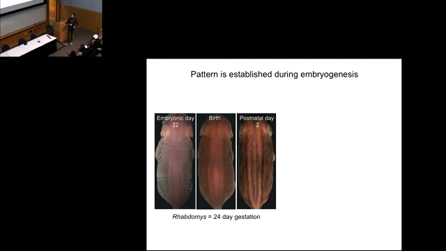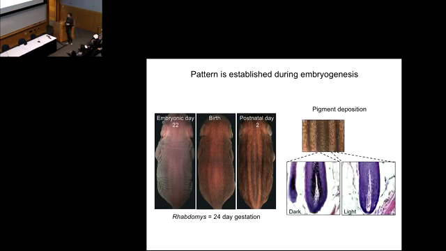At birth, the pattern is even more apparent. And by day 2 of development, or postnatal day 2, the pattern is fully established. So this is something that happens during embryogenesis. And so if we do histology from these early stages, we see something quite interesting here, and that is that hair follicles from the dark stripe have a lot of melanin deposited at the base, whereas hair follicles from the light stripe don't have that.